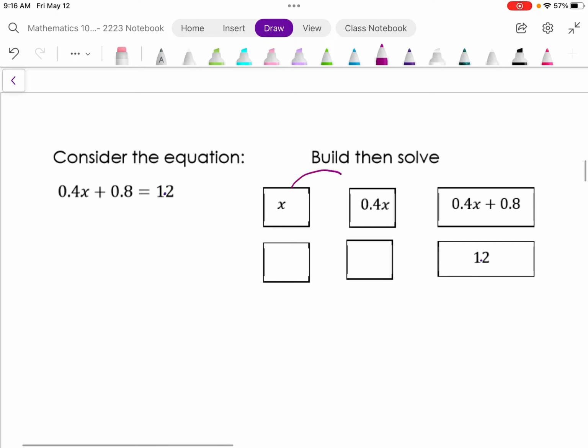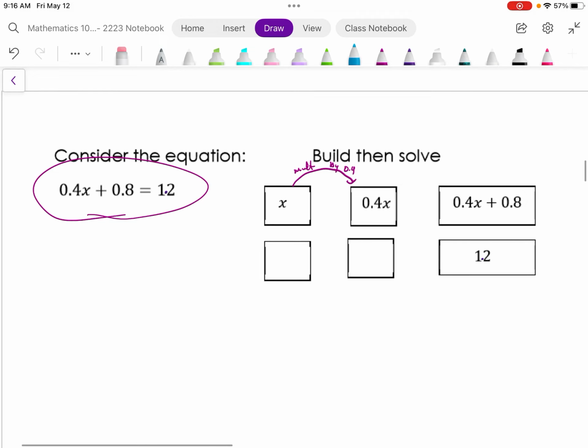x. So my first step here, to change x, so here's my equation that I'm considering, and I'm going to build the expression on the left-hand side. To change x into 0.4x, I'm going to multiply by 0.4. Now that I have 0.4x, I need to create 0.4x plus 0.8. So now I'm going to add 0.8. And remember that this is equality.